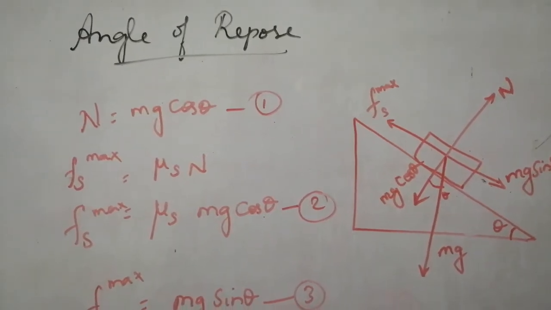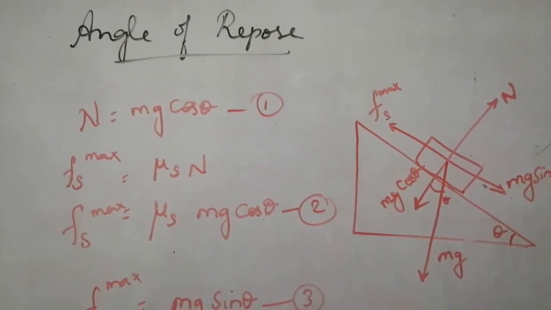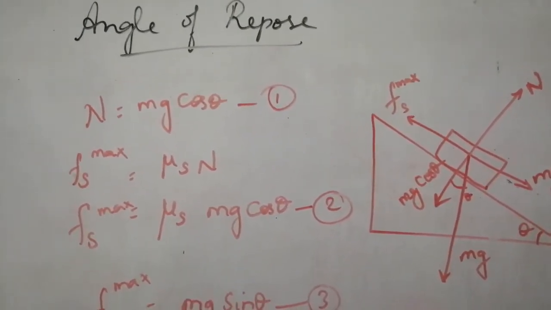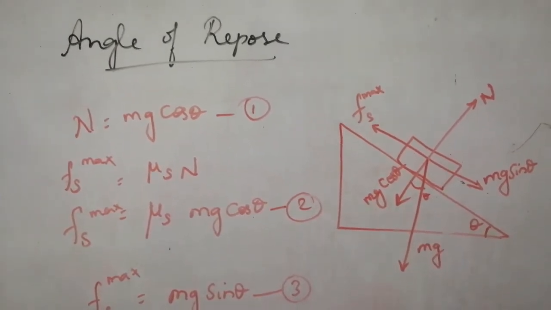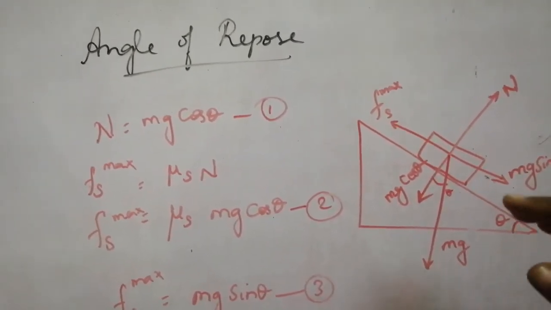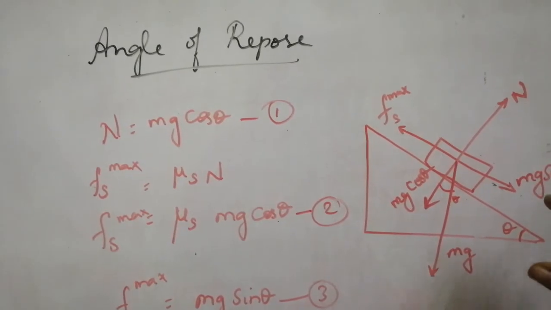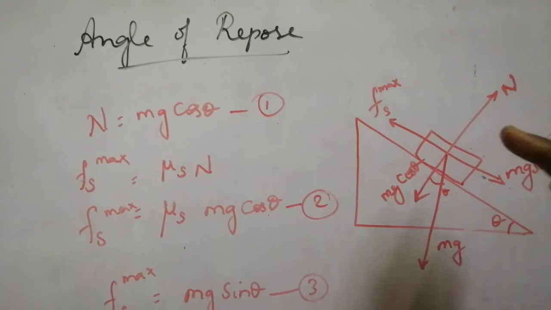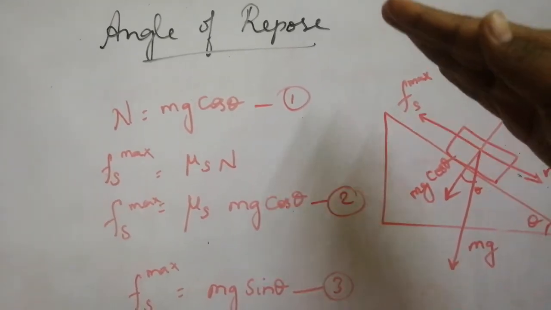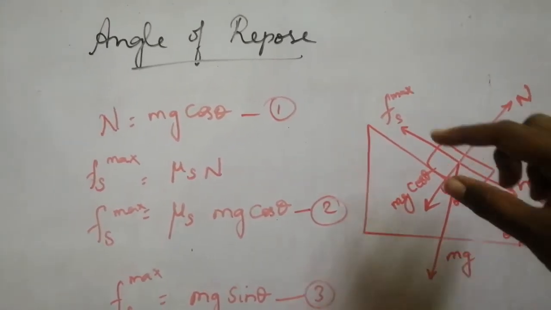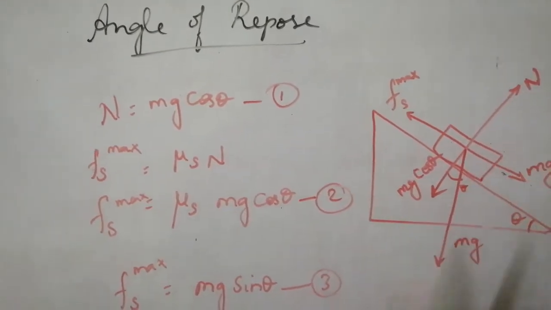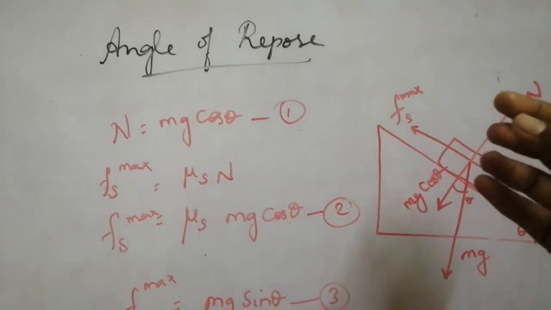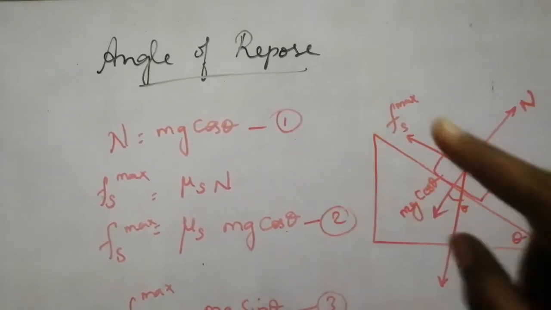Hello students, the next topic we are going to discuss is angle of repose. The angle of repose is the angle at which, when you place an object on a sliding surface, up to some extent of the sliding angle the object will not slide down. If you increase this angle so that it is very steep, then the object will start to slide down without friction. This angle at which the object slides down easily is called the angle of repose.